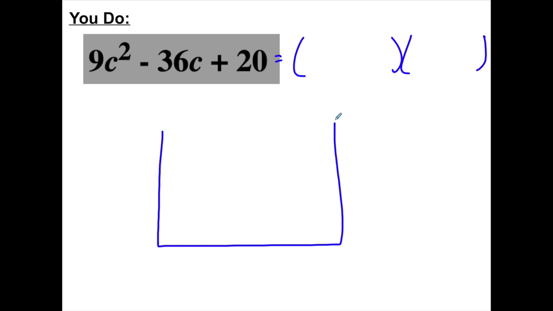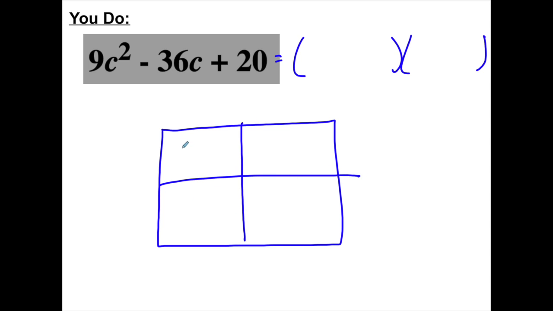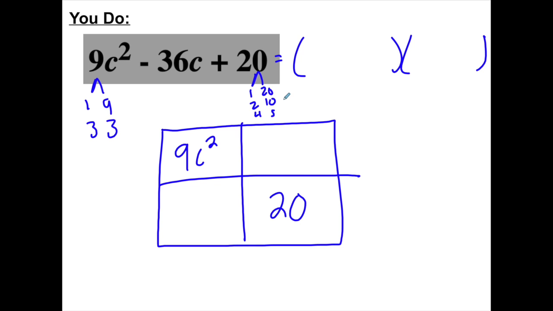All right, so remember, first step is we build ourselves a box. Then we're going to put our 9c squared here and our 20 here. And now we're going to have to do some thinking, right? So 9, how do I get 9? Well, that could only be 1 and 9 or 3 and 3. 20, only a couple ways to get 20: 1 and 20, 2 and 10, or 4 and 5. So we're going to have to play around with some numbers, right?